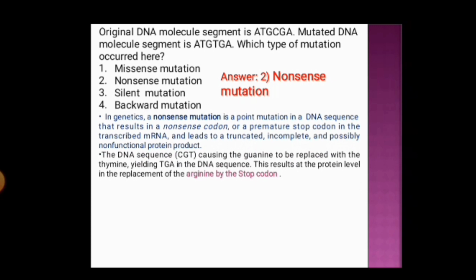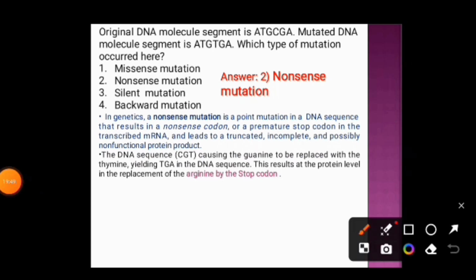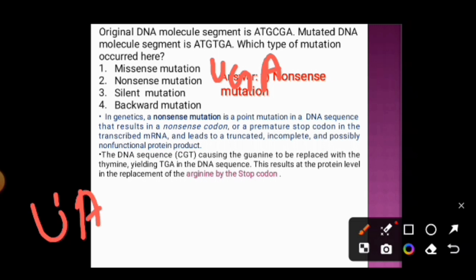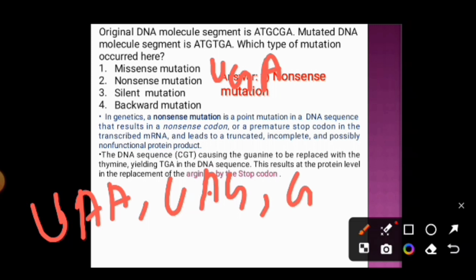A nonsense mutation is a point mutation in a DNA sequence that results in a nonsense codon, or a premature stop codon, in the transcribed RNA and leads to a truncated, incomplete, and possibly non-functional protein product. So when this original DNA molecule is changed to this mutated segment, it results in ATG TGA. So in the mRNA, it will be UGA. Okay, UGA is a stop codon. We know that UAA, just remember UAA, UAG and UGA, these three are stop codons.